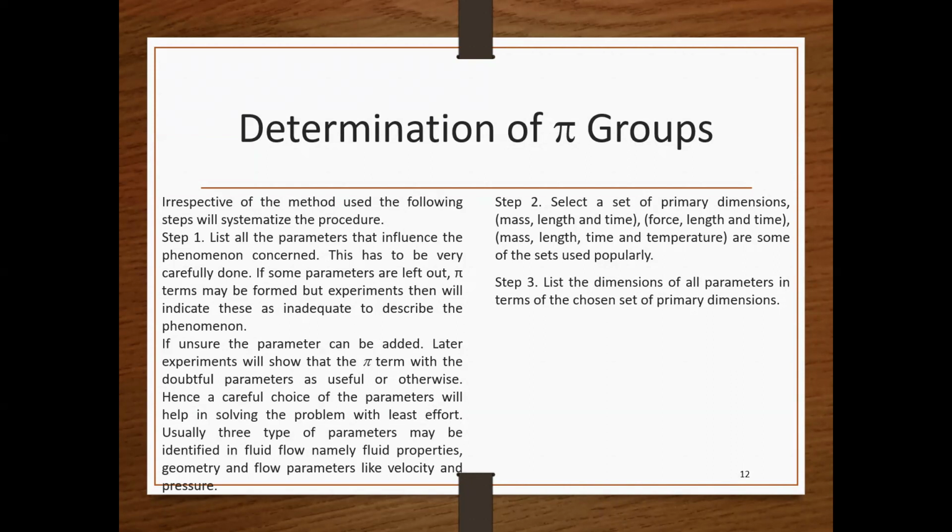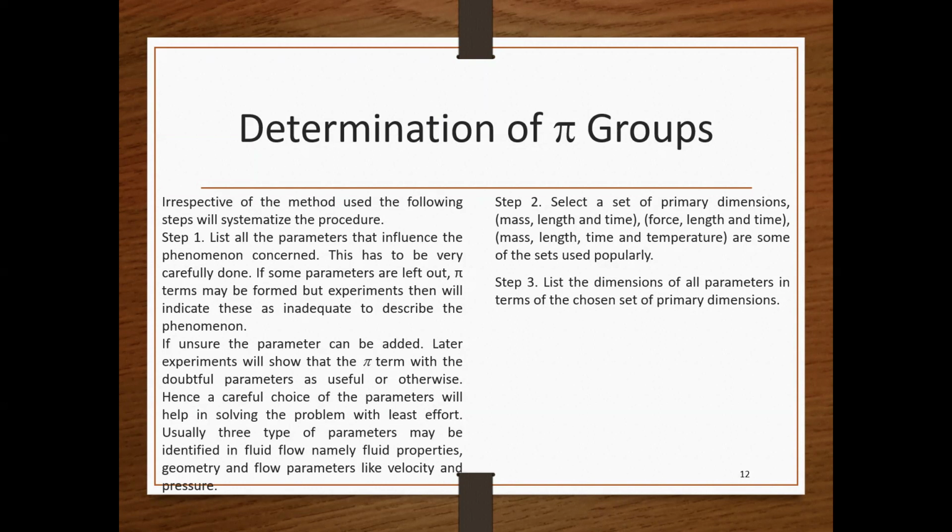Okay, determination of pi groups. Irrespective of the method used, the following steps will systematize the procedure. Step 1: list all the parameters that influence the phenomenon concerned, for example density, temperature, mass, viscosity, etc. This has to be very carefully done.